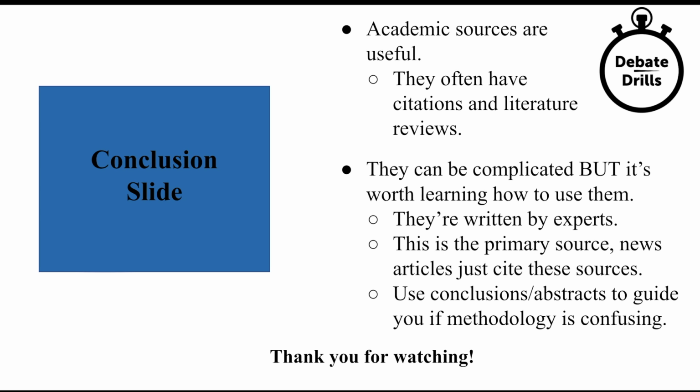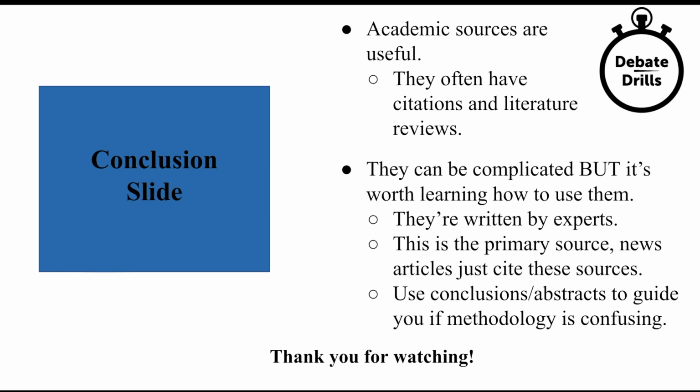They often have citations and literature reviews. When I say citations, I mean they have bibliographies at the end, and they also have footnotes. You can then look at those bibliographies and footnotes to direct you to other sources that will be helpful. When I say literature reviews, I mean that many of these academic sources, at the beginning of their articles, conduct an analysis of all of the literature that has been written on their specific topic. That way, you don't have to try and do all of that research on your own, because these people have already done it for you and they're experts in the field.